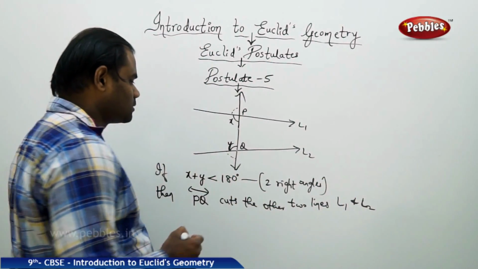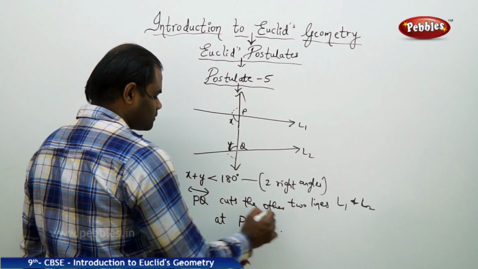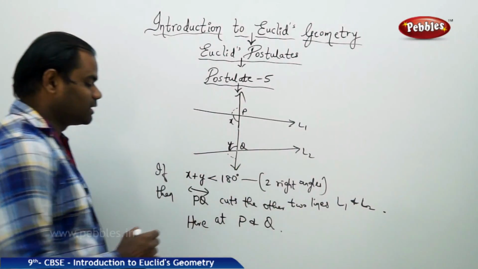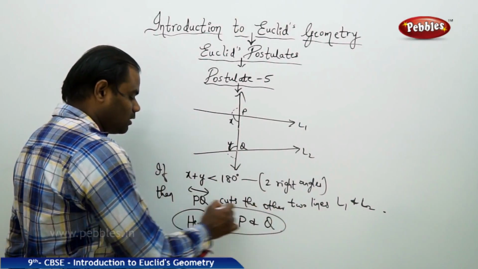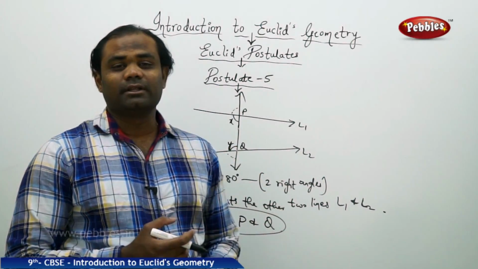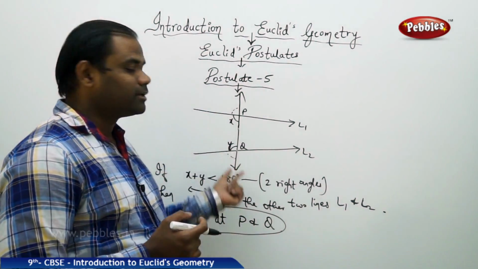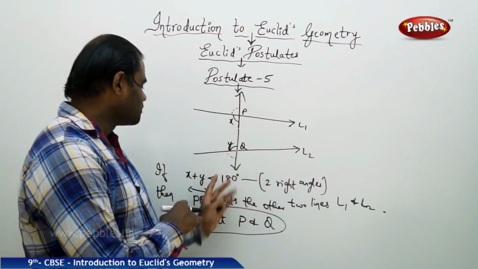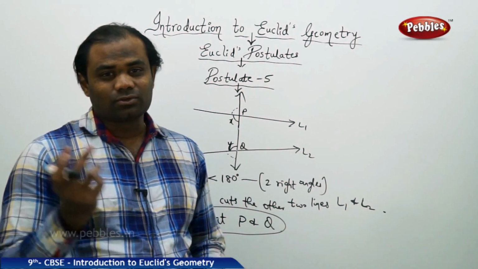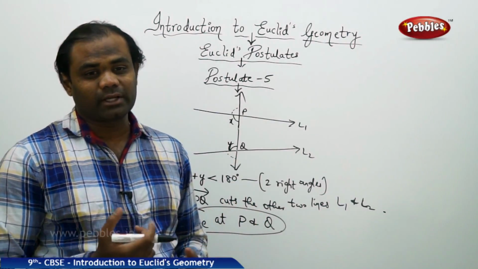and obviously in this case here they cut at P and Q, is how I understand the postulate number 5 as connected with intersecting lines. So with the condition that the two interior angles on the same side of the line being less than two right angles, that is one right angle is 90, so two right angles make 180 degrees. So we call 180 degrees as two right angles.